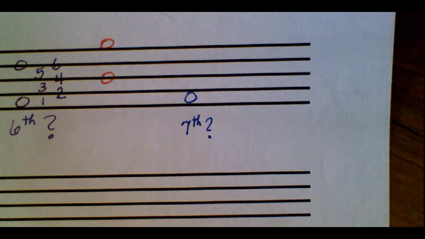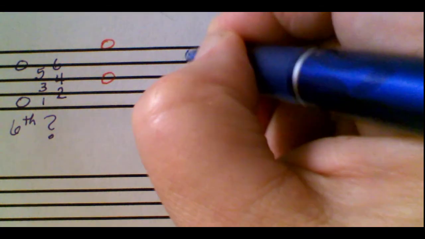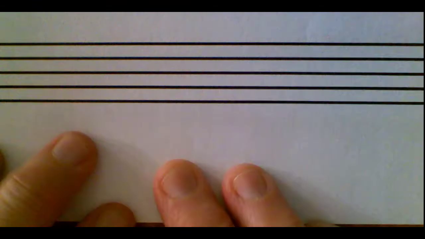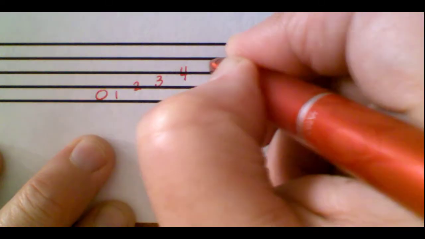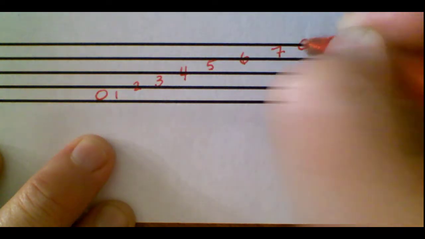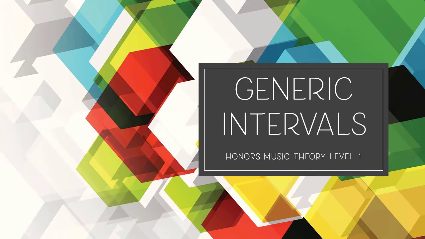How about a seventh? Yes, it's an odd-numbered interval, so both notes are on a line or both are in a space. Finally, an eighth, or what we call in music, an octave. These notes have the same name. A C to a C, or an F to an F. Are you ready to build some generic intervals yourself? Do your best.